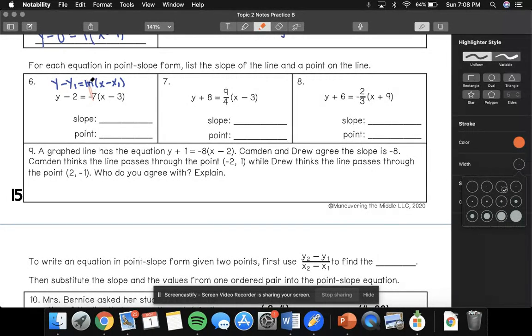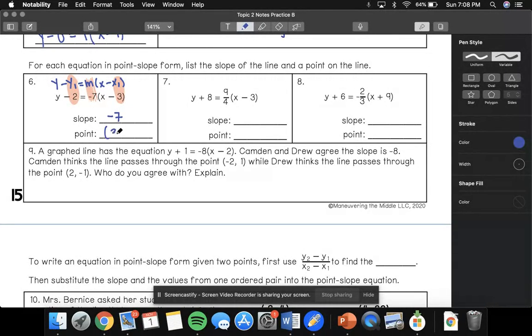Okay, so that looks like it is right there. So I'm going to write my slope being -7. Then I'm looking for my x coordinate. So I see an x1 being 3 and y1 being 2. Again, the formula has subtraction in it, so I see subtraction, so I can just write 3, 2.